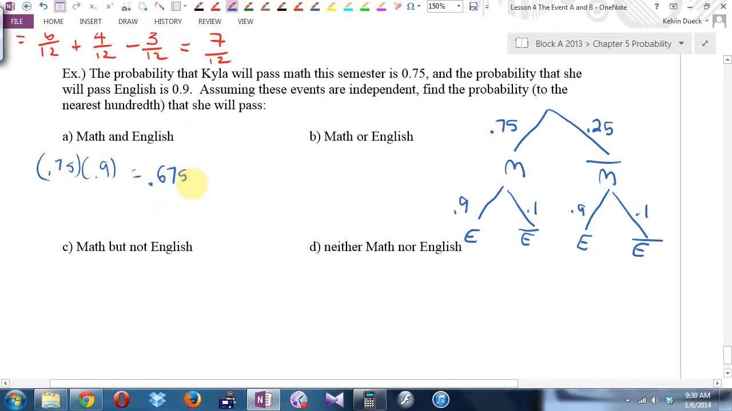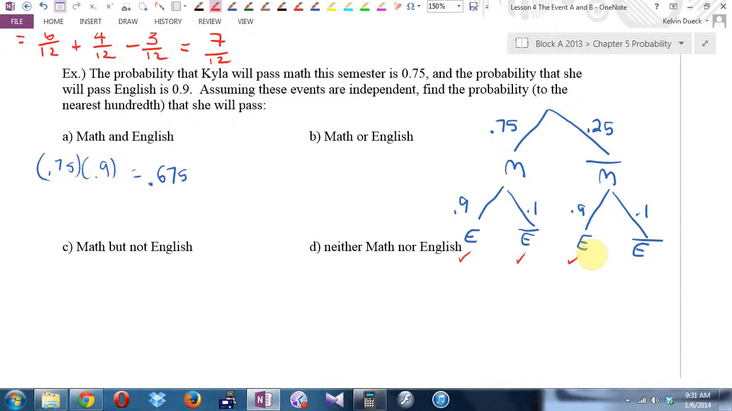Math or English. Okay? That means one or the other or both. That means, look up, this branch or this branch or this branch. Because or means one or the other or both. You know what? There's a faster way to get that. I could multiply down, multiply down, multiply down, add, add, add. Can anybody see a faster way to do that?